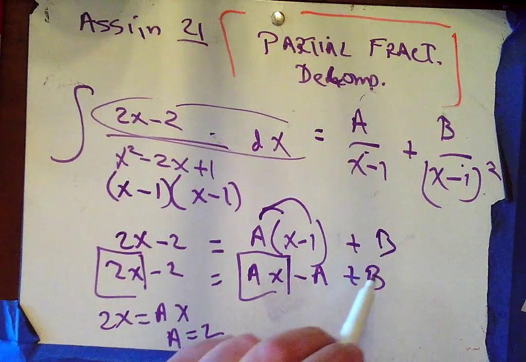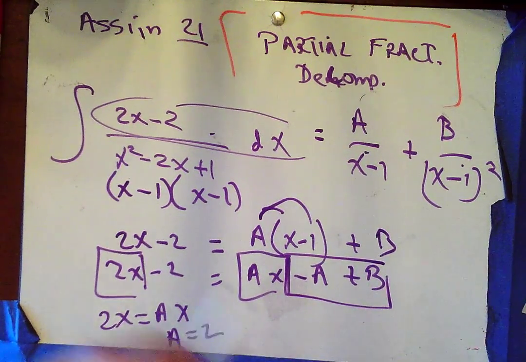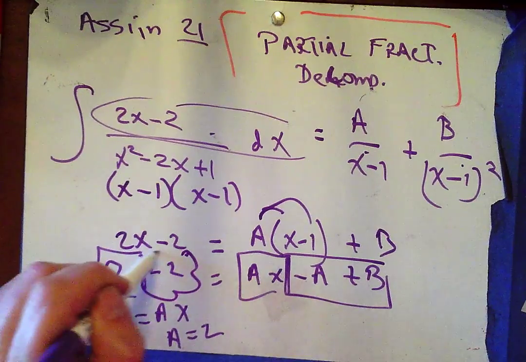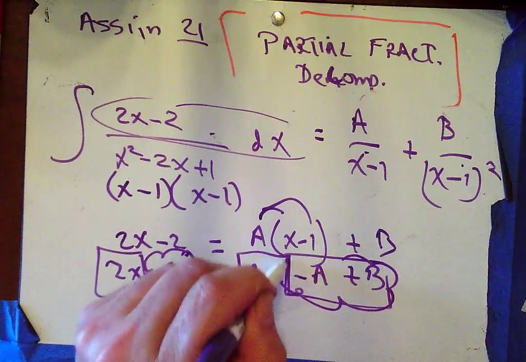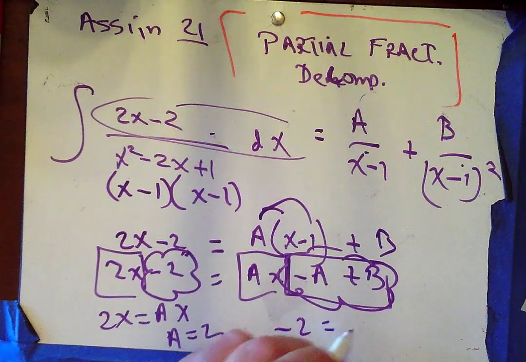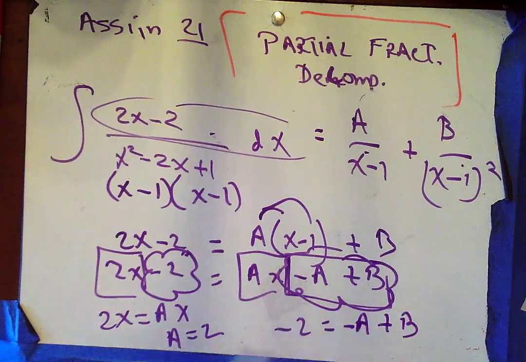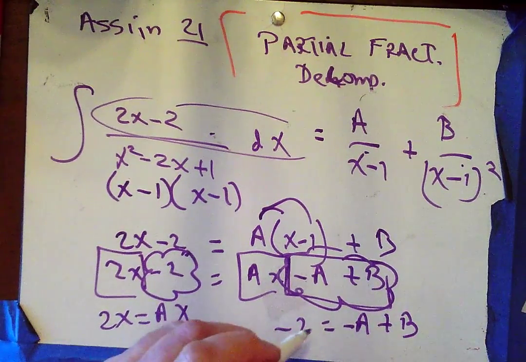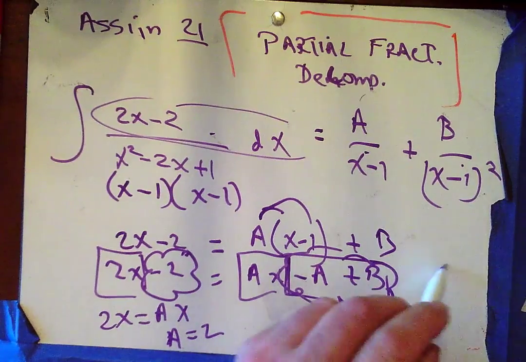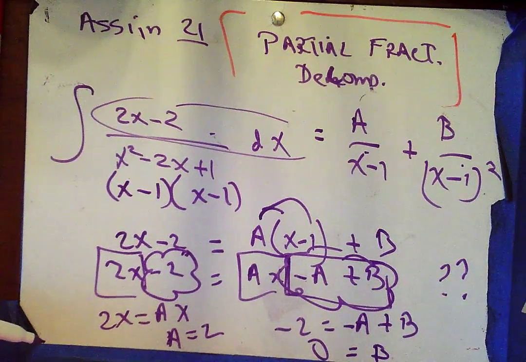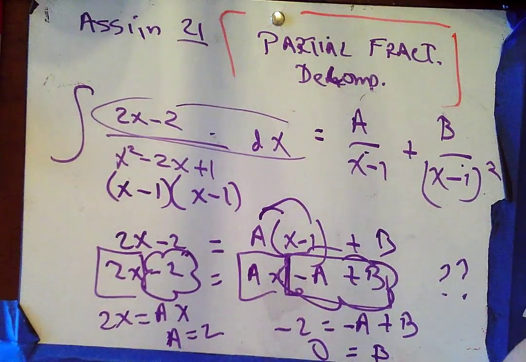And then I'm going to take this not-x stuff and set it equal to this not-x thing. And so we have negative 2 equals negative a plus b. We know a is 2. Well, that's going to mean b is 0. What's up with that? Well, I'll show you what's up with that.